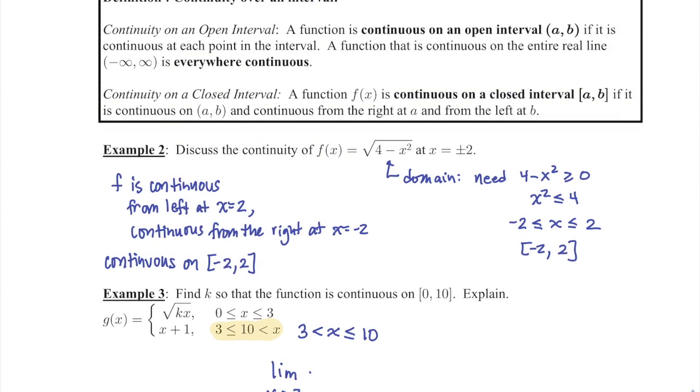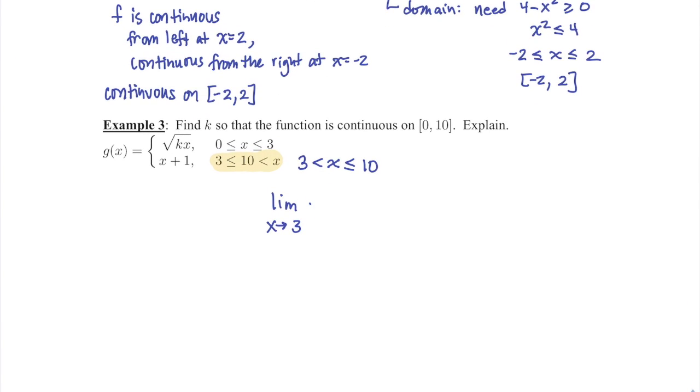Okay, now let's take a look at a slightly more interesting example. So here we're trying to find a k so that this function is continuous on the interval from 0 to 10. All right, well, the first issue is I notice I have a typo here on the second branch. The x's should be greater than 3 and less than or equal to 10. I had that kind of out of order there. So if you think about what's going on, I have some sort of square root function between 0 and 3.